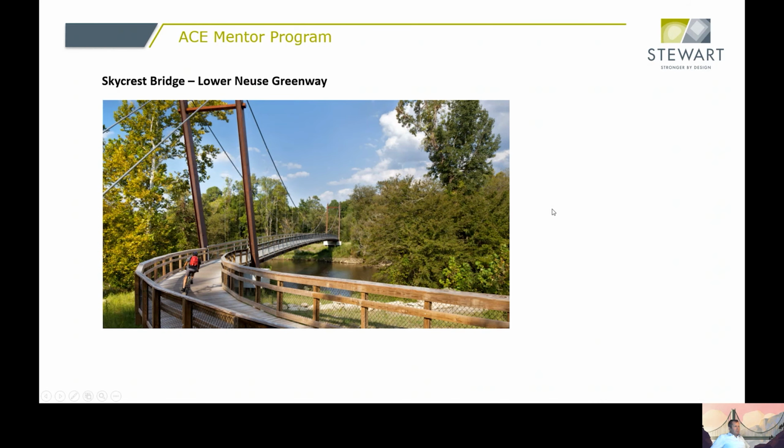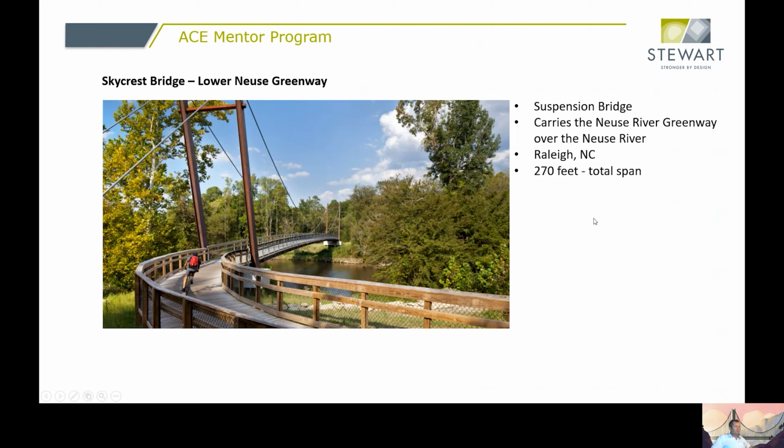This next one, though, is my baby. This is the Skycrest Bridge that carries the lower Deuce Greenway through Raleigh. It's a suspension bridge, and the main span of this is 270 feet, and that is from one side of the river to the other. It's kind of tough to see here in this picture, but this concrete element you see here is the abutment on one side, and the far end is the other abutment. So end to end is, again, 270 feet.